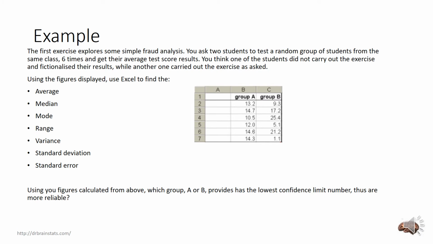So, in our first example of using these measurements, we're going to conduct some simple fraud analysis. You ask two students to test a random group of students from the same class 6 times and get their average test score results. You think one of the students did not carry out the exercise and fictionalized their results, while another one carried out the exercise as asked. Using the figures displayed, use Excel to find the average, median, mode, range, variance, standard deviation, standard error. Using the figures calculated from above, we should be able to find out which ones are more reliable.